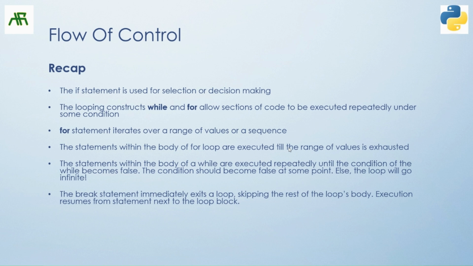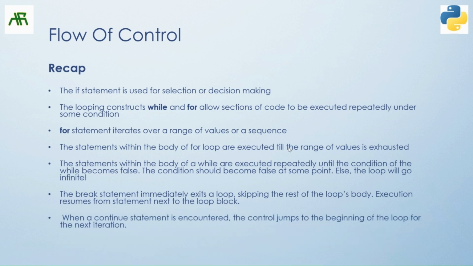The break statement immediately exits the loop, skipping the rest of the loop's body. Execution resumes from the statement next to the loop block. Whereas when a continue statement is encountered, the control jumps to the beginning of the loop for the next iteration. A loop within another loop is called a nested loop.